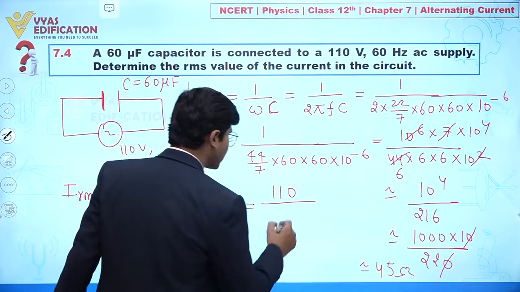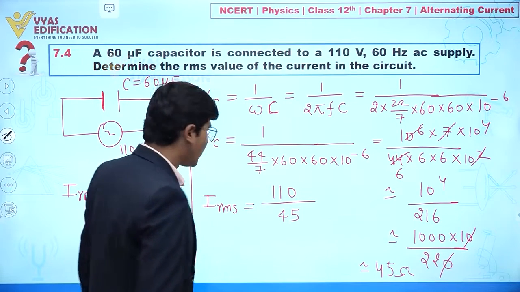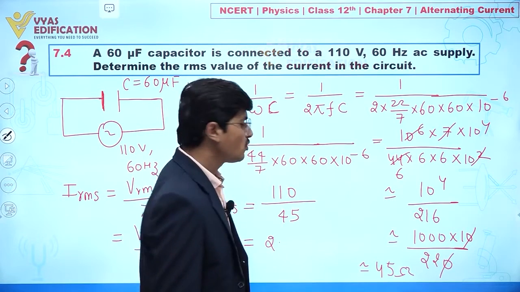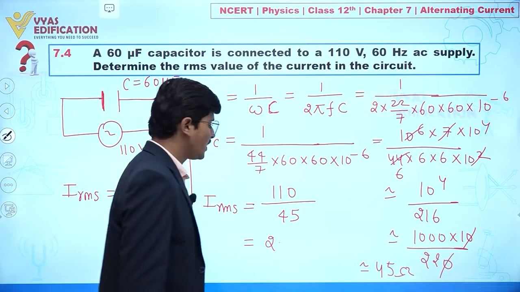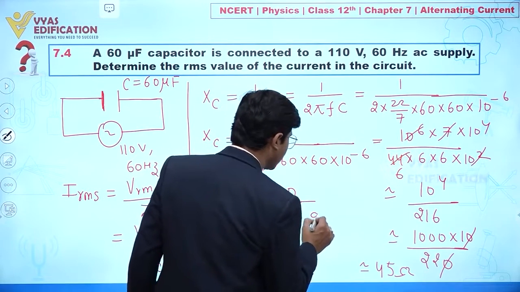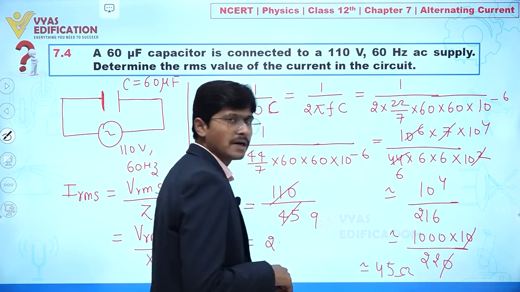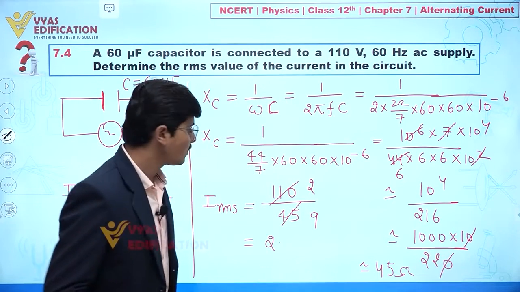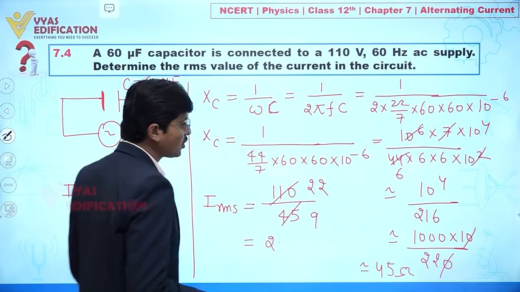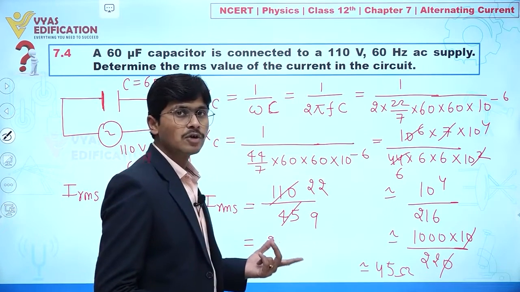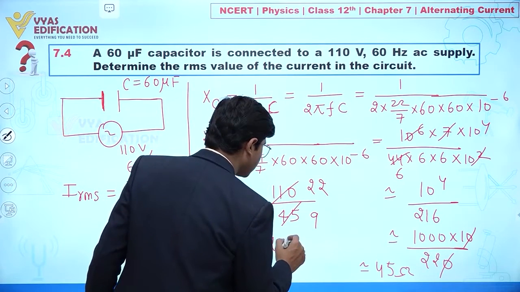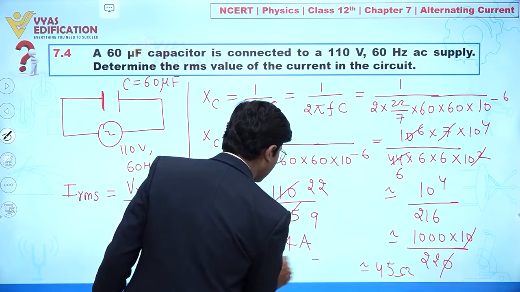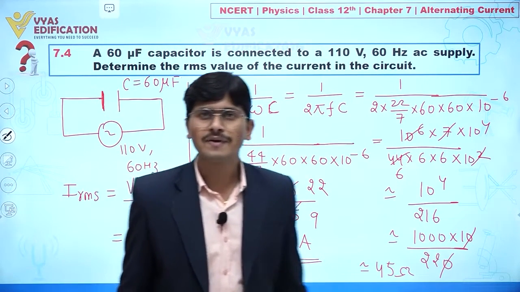Now we can put this value of XC here, this is 45. If you divide it, 2 times 45 is 90, 20 left. Or you can first cancel by 9, 5. So this is 5, 5, 9, and this is 2. So 22 by 9. 22 by 9 equals what? 9 multiplied by 2 is 18, we have 4 left, so 2.4 ampere. So near about 2.4 ampere you will find here as IRMS.